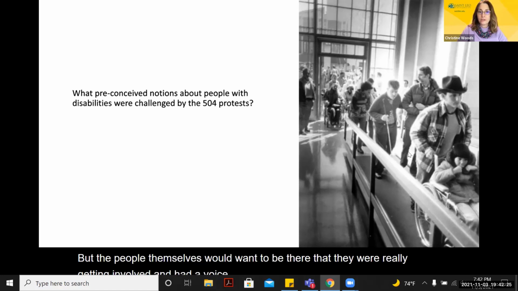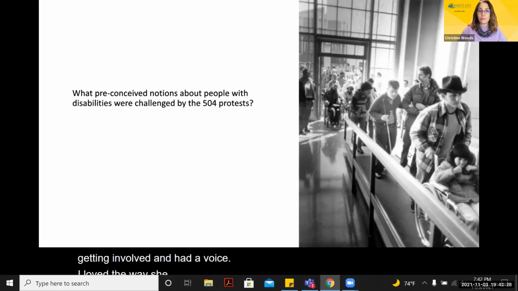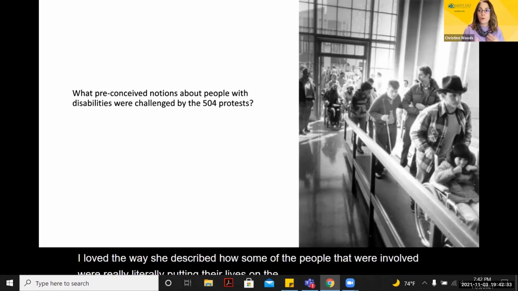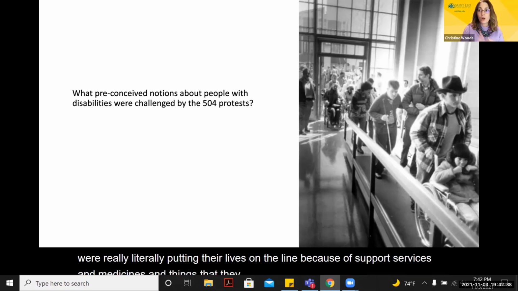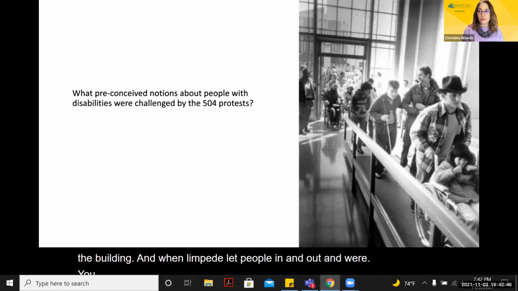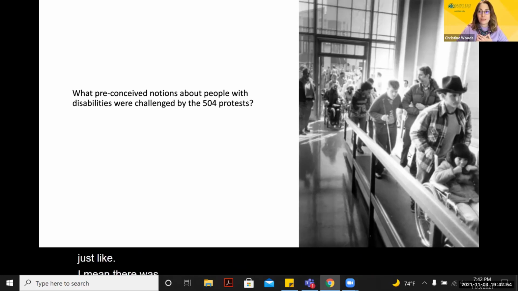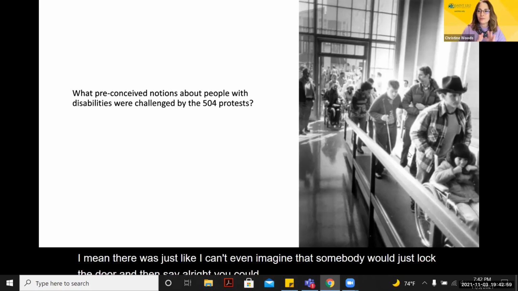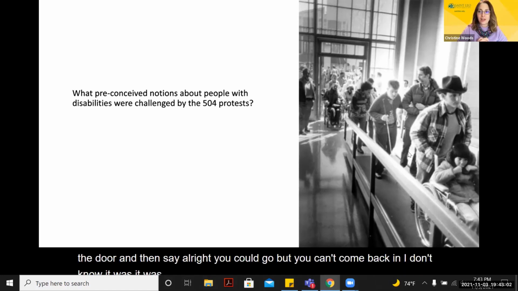I loved the way she described how some of the people that were involved were literally putting their lives on the line because of support services and medicines and things that they needed that were cut off when they closed the building and wouldn't let people in and out, causing a situation where they wanted to kind of starve them out. And I was just like, oh my God. I can't even imagine that somebody would just lock the door and then say, all right, you can go, but you can't come back in. I don't know. It was pretty tough to read that part.